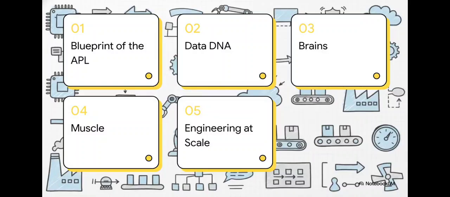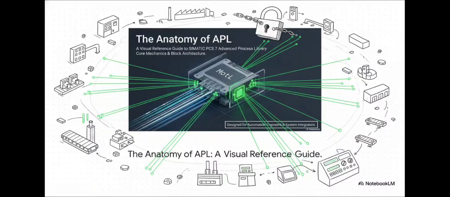We've got a lot of ground to cover today. Here's our roadmap. We're looking at the blueprint of the APL, data DNA, the brains, the muscle, and finally, engineering at scale. Let's get right into it. All right, let's dive in.